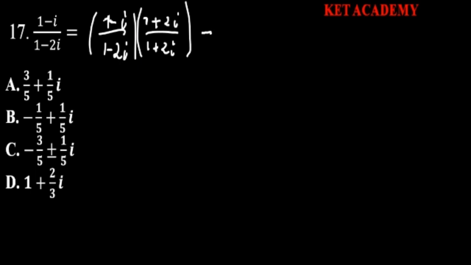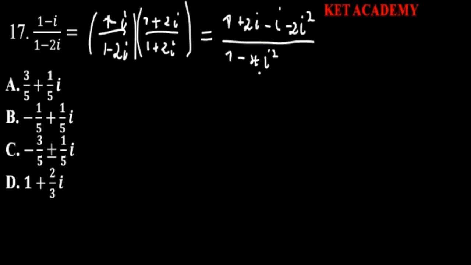So we are going to expand our function here. Expanding this, we are going to have a 1, because 1 times 1 is 1. 1 times 2i, we are going to get 2i. And minus i times 1, minus i. And minus i times 2i will give us minus 2i squared. Now divided by, 1 minus 2i and 1 plus 2i is actually a difference of two squares. So this will give us 1 minus 4i squared. But we know that i squared is minus 1.